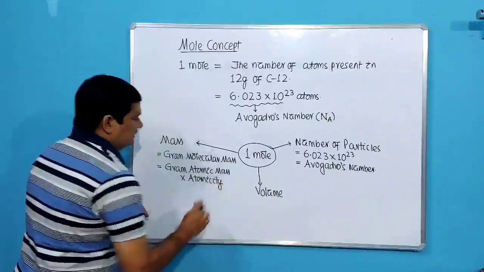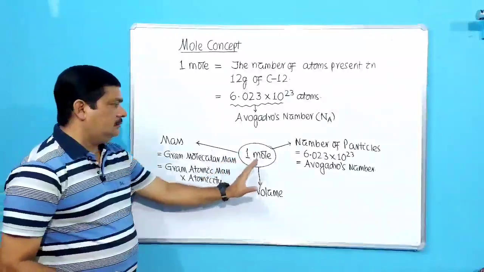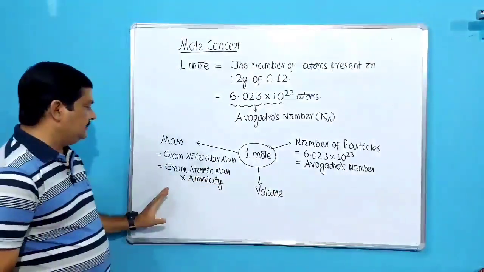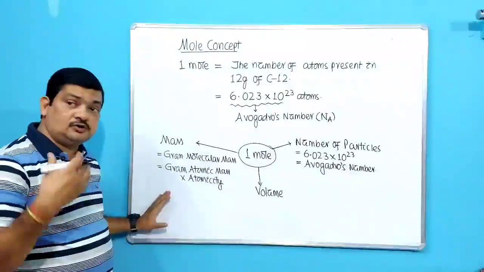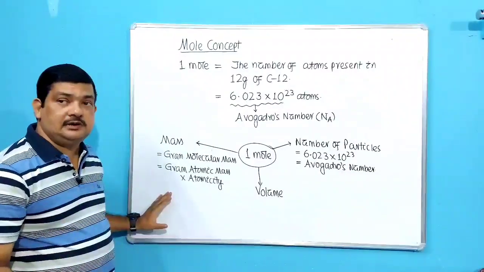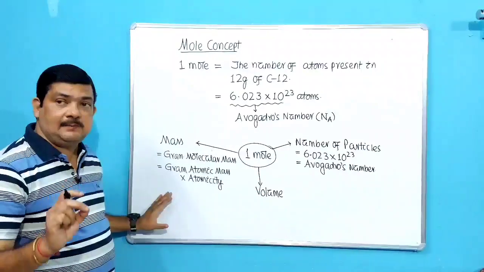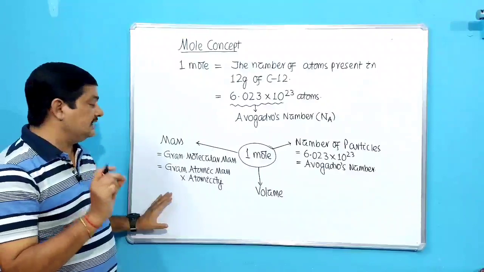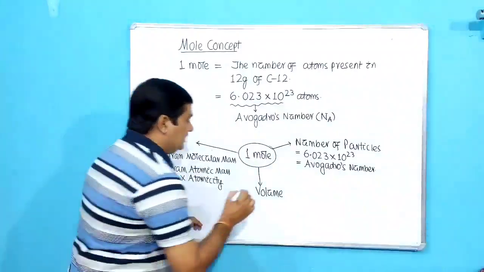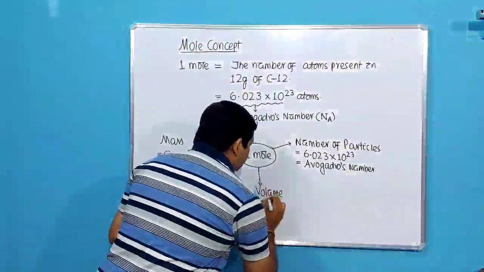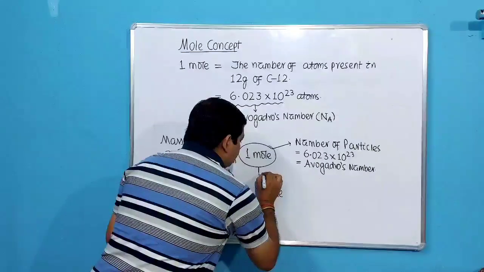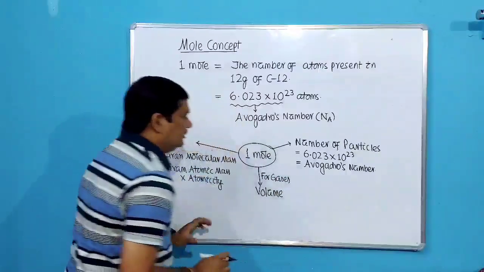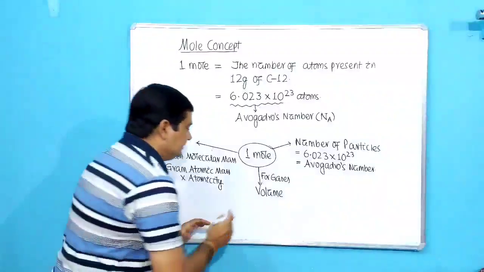So the concept of mole: 1 mole of any substance means Avogadro number of particles. Then mass, gram molecular mass. For any substance, we can calculate the molecular mass, and when we add gram to it, it becomes gram molecular mass. So 1 mole of any substance means gram molecular mass. Then for gases, it has a fixed volume. Remember, the volume is only applicable for gases.